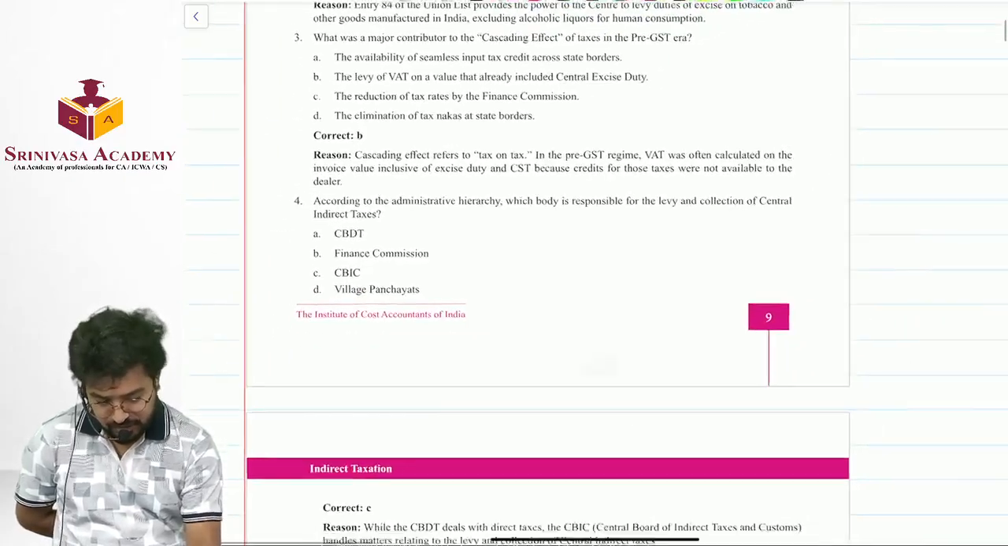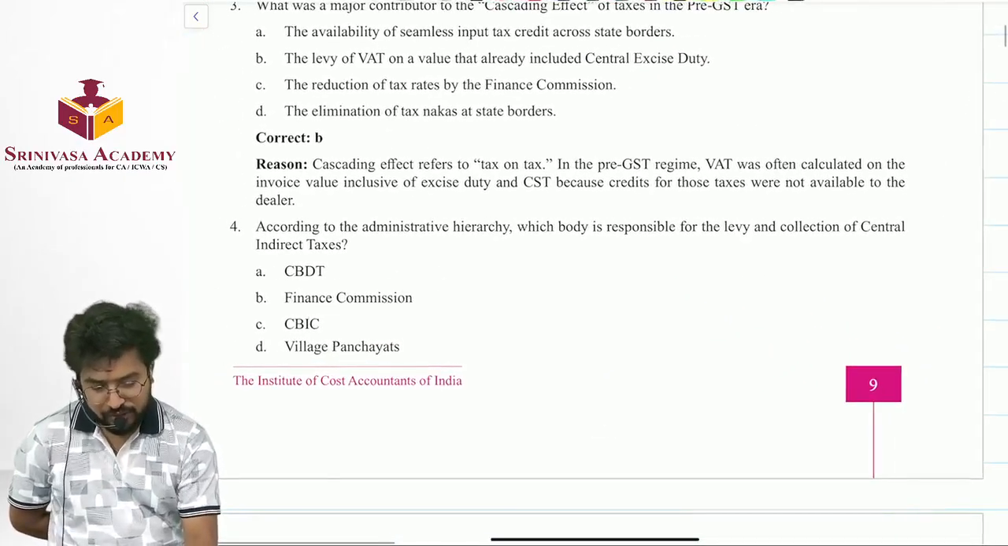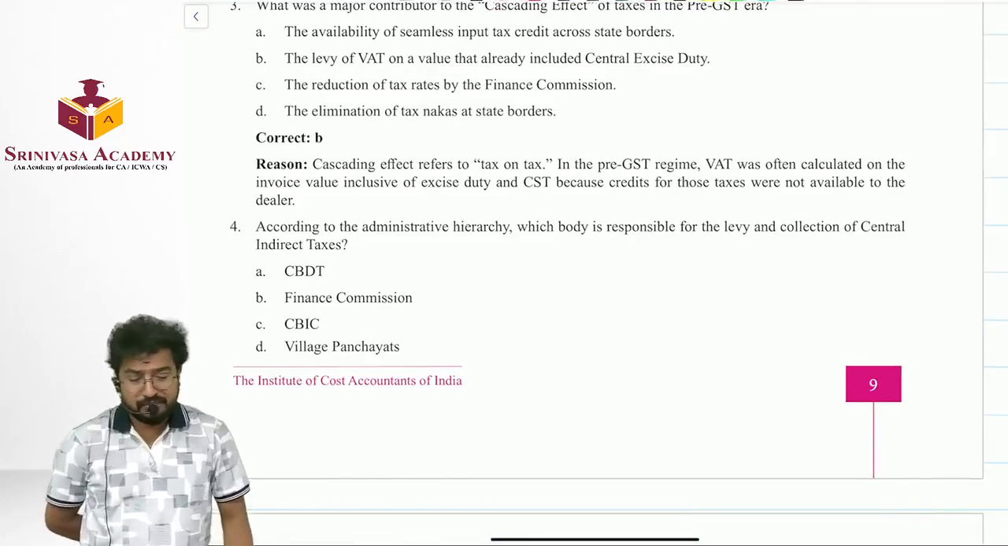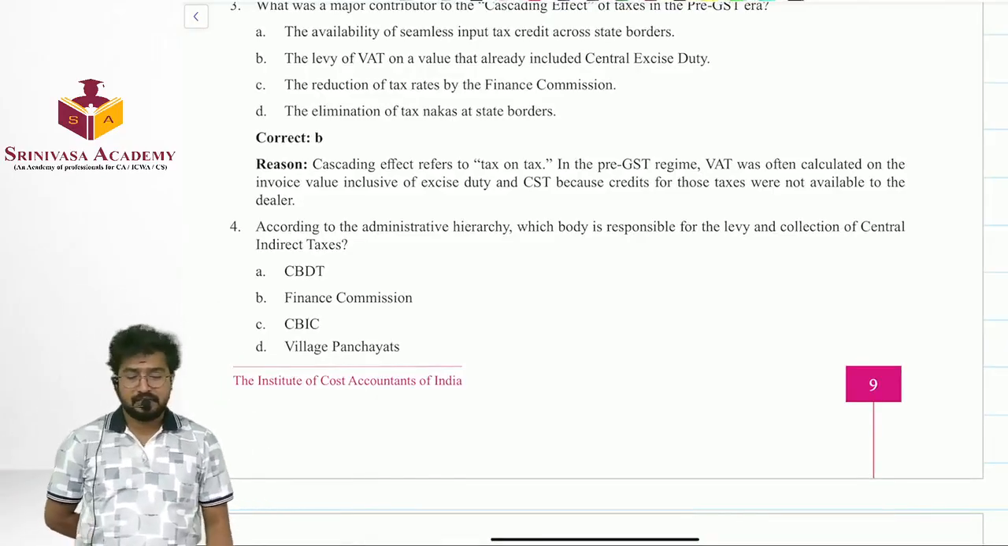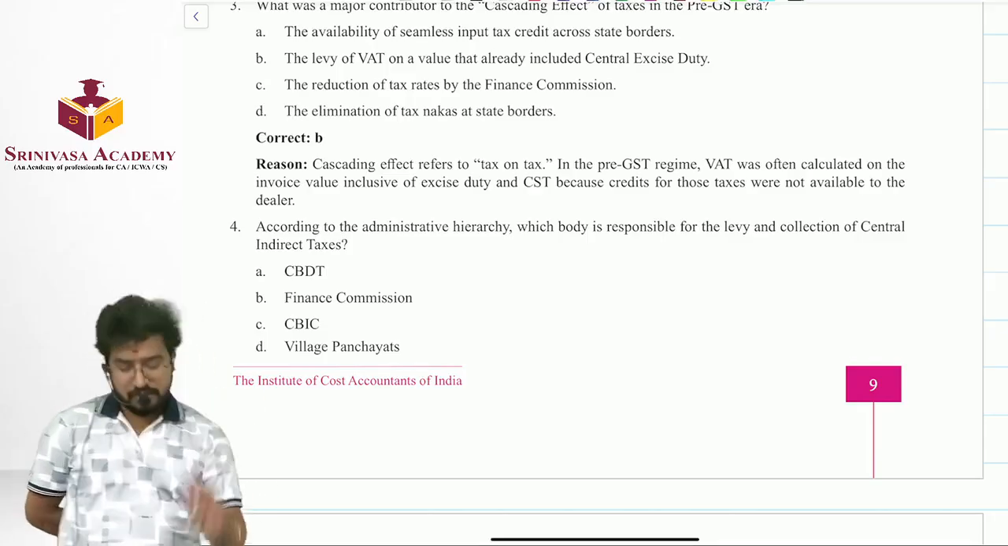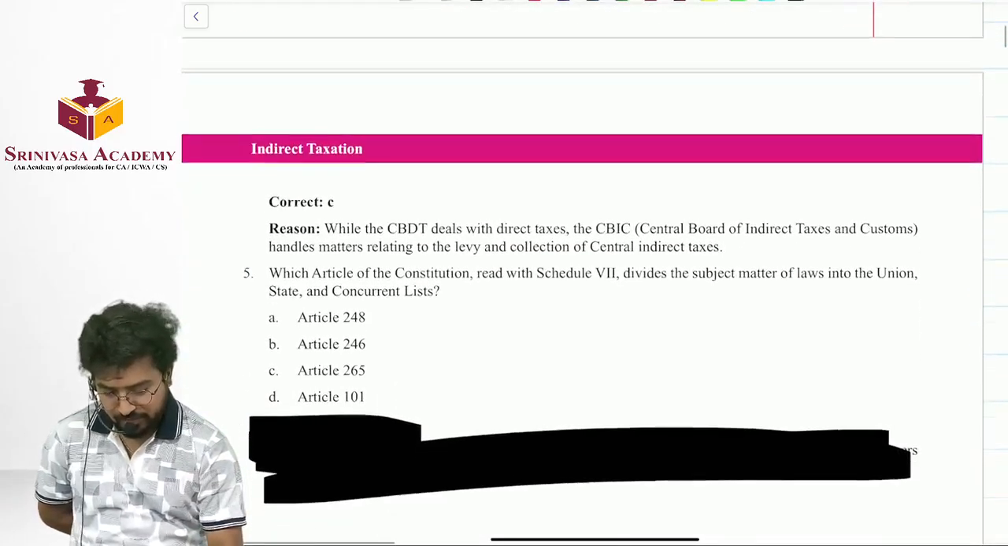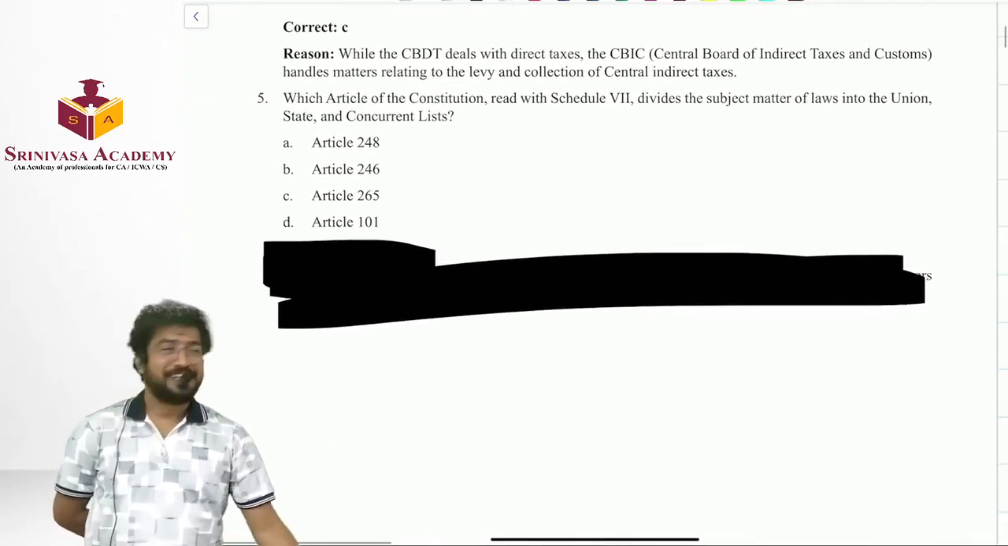Next one. According to administrative hierarchy, which body is responsible for levy and collection of central indirect taxes? Finance Commissioner, Village Panchayat, CBIC. Okay, super. Next.